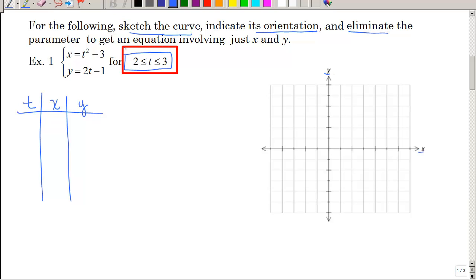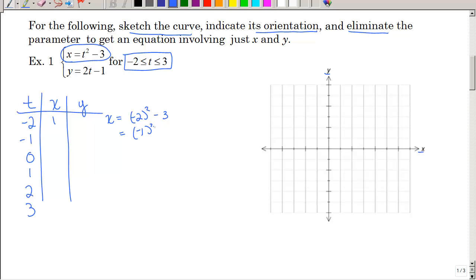That part's very important. That's your parameter. It says that t can only go from -2 to 3. So let's start with -2. You always want to start with the lowest values and go up to 3, and just plot these points and then connect the dots. So the first thing I'm going to do is use x. Alright, so x is -2 squared minus 3.